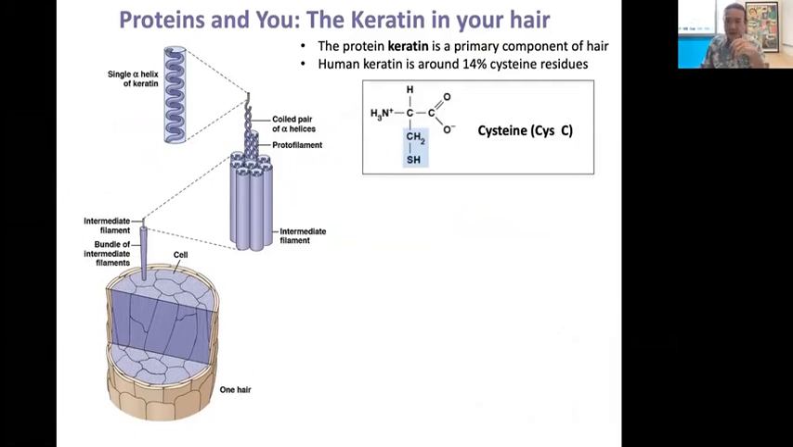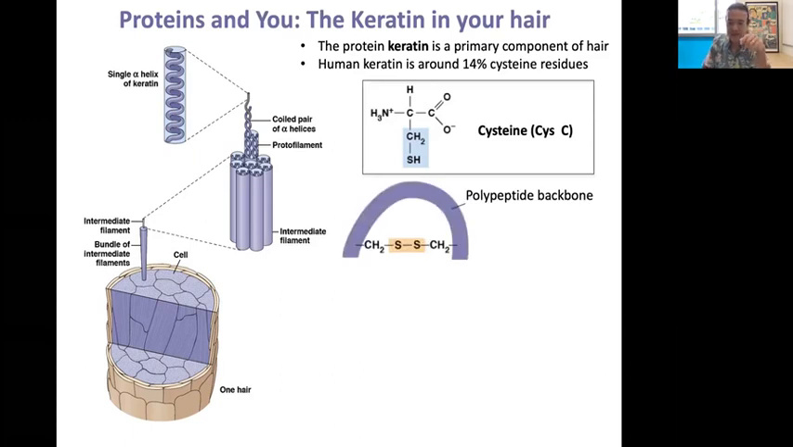Human keratin is about 14% cysteine residues. Remember, cysteines are the residues that have a sulfhydryl group hanging off of them. That means a lot of opportunities for cysteine groups in this big spiral chain to want to interact with other cysteine groups to form disulfide bonds. That's what allows for your hair to be straight or curly, because of these interactions in the cysteines. You can see here the R groups of the two cysteines in those positions along the chain; they interact and form a disulfide bond that determines the curliness of your hair.